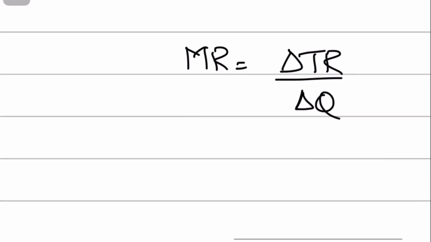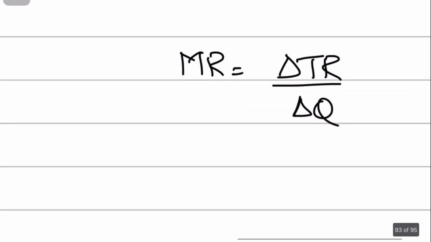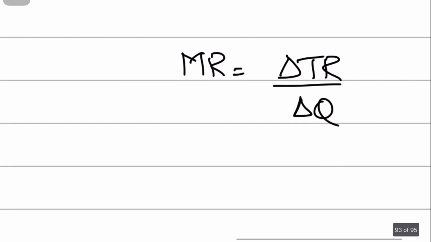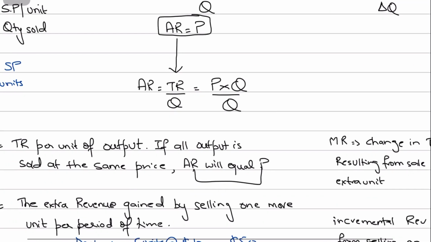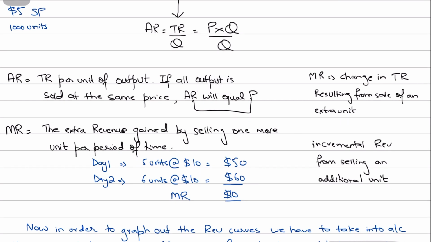The formula is: marginal means incremental, extra, and it's the same formula, change in total revenue divided by change in quantity. Marginal revenue is the change in total revenue that results from the sale of an extra unit. I always tell my students to write the word incremental: it's the incremental revenue from selling an additional unit.